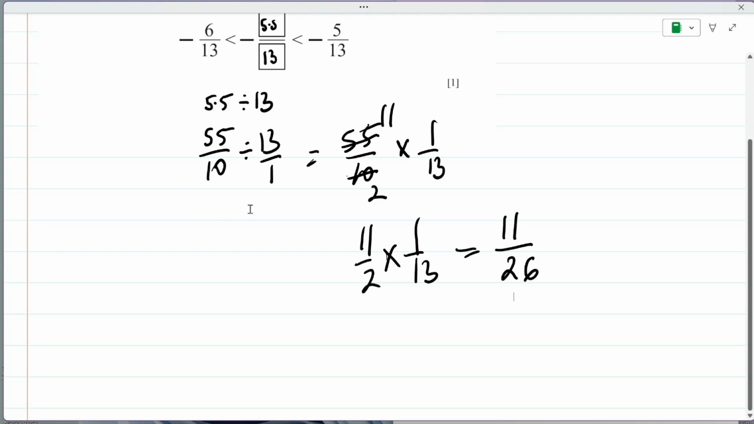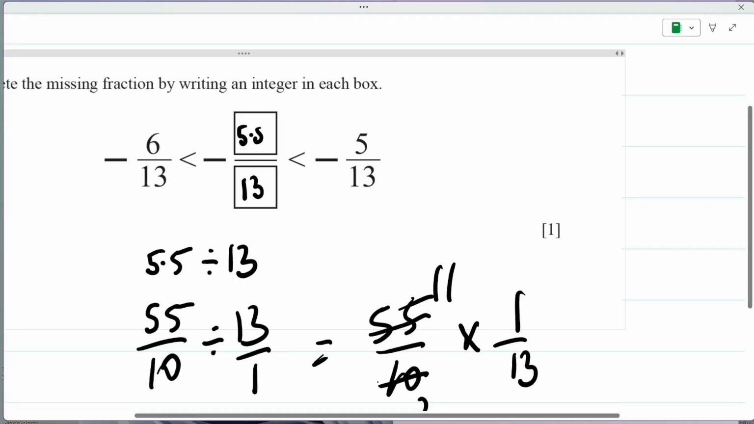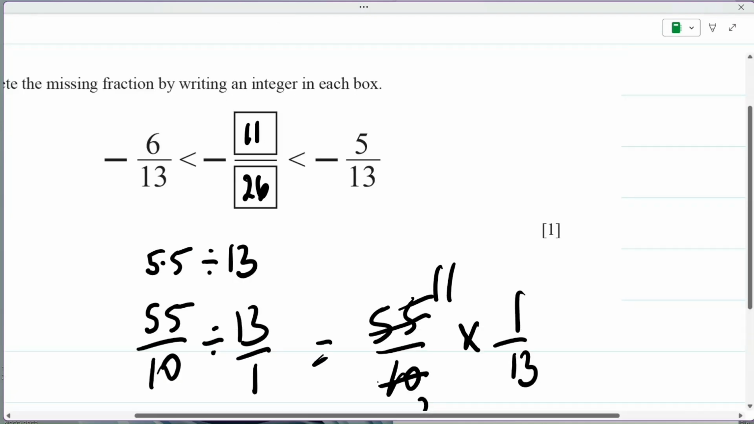I hope these two methods will help you or will guide you in making your choice as regards solving this question. Note, this is not the only value you can get for your answer. You can get other values for it. It's not a one answer question. We can now change this back to 11 over 26.